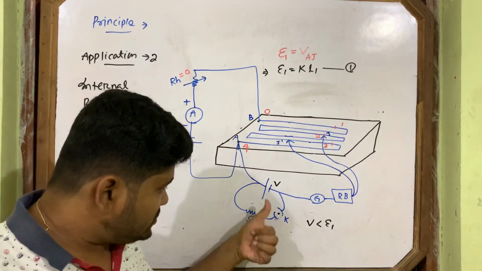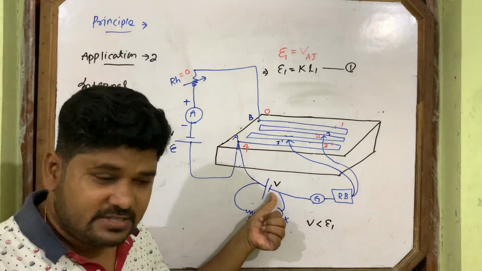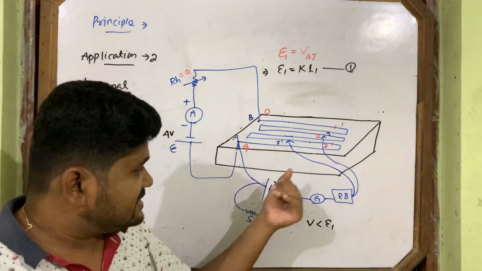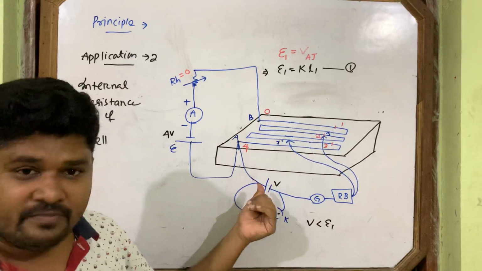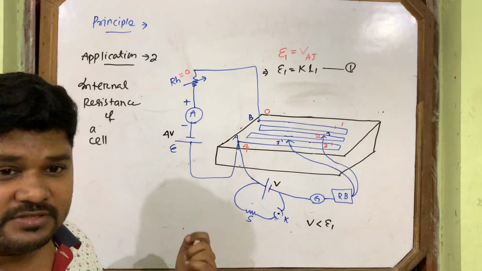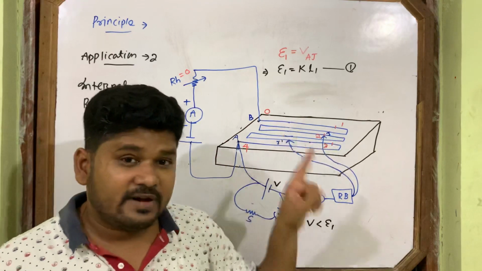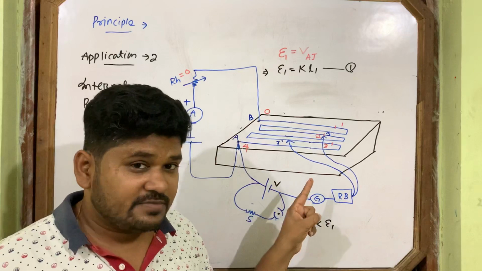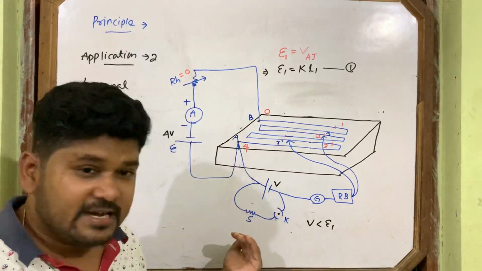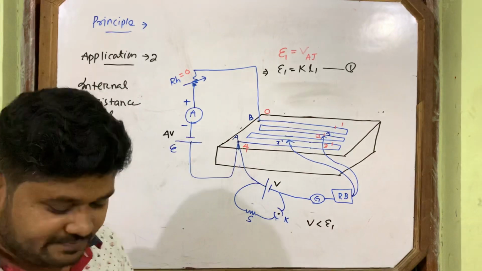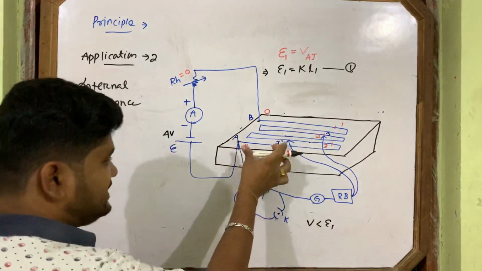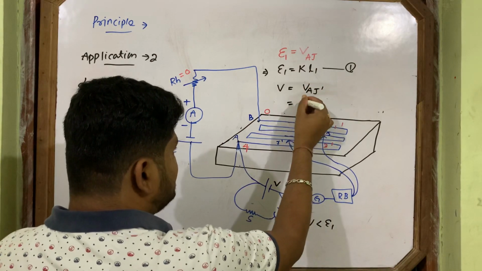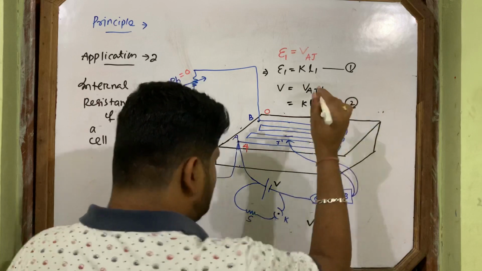When the key is closed, the potential difference is V, which is less than E1. As the potential difference decreases, the balancing length decreases, so the null point comes back. The second observation will not be more than the first observation. Why? Because the potential difference V is less than E1. So at J dash, the length is L2, so V is equal to K L2, equation number 2.